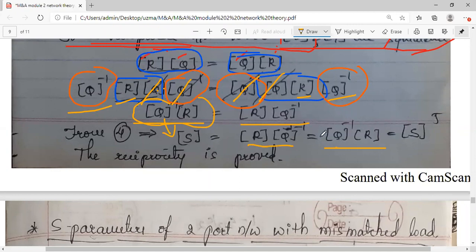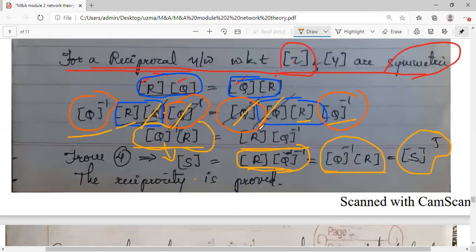When you are exchanging R into Q inverse with Q inverse into R, if you are exchanging both, it means you are taking the transpose. You are taking the transpose. So S and S transpose both are equal. See what we have done at the end.